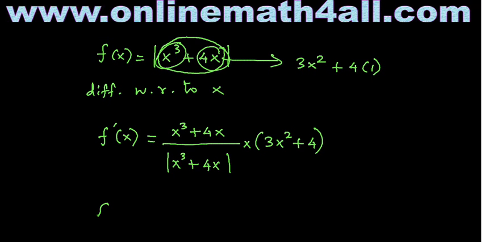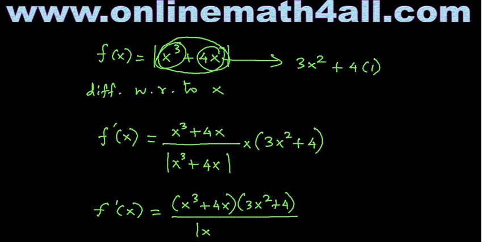So finally f dash of x is equal to x cube plus 4x times 3x square plus 4 over absolute value of x cube plus 4x.